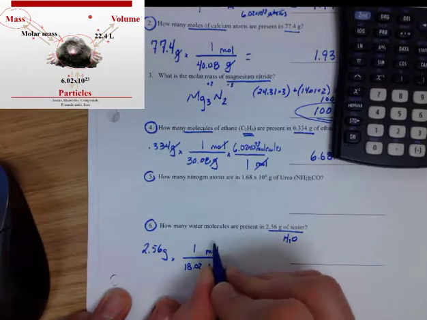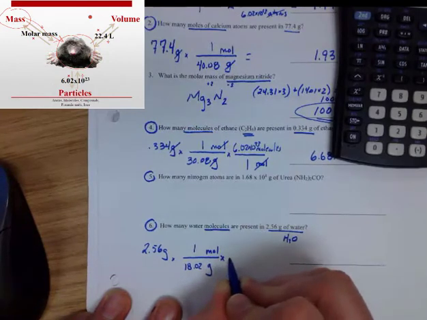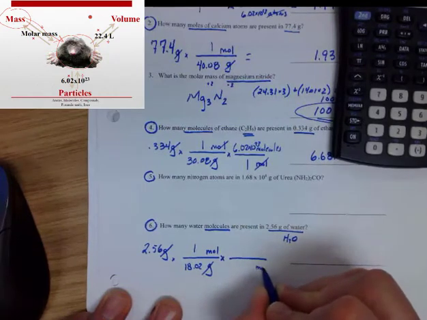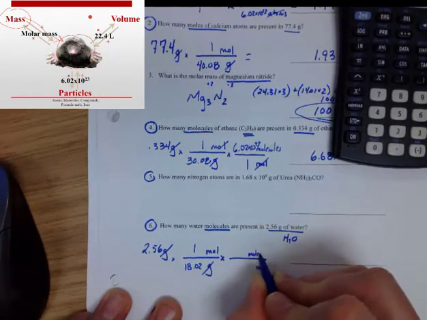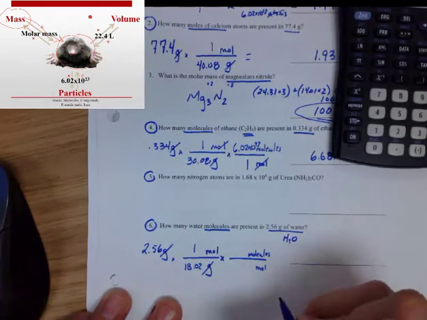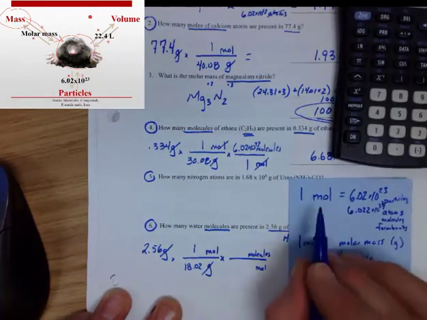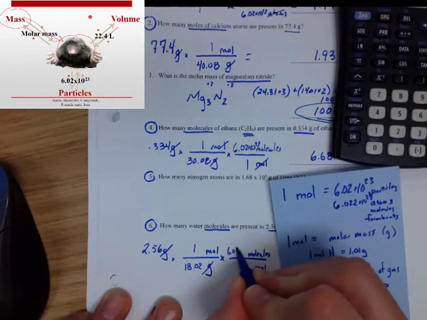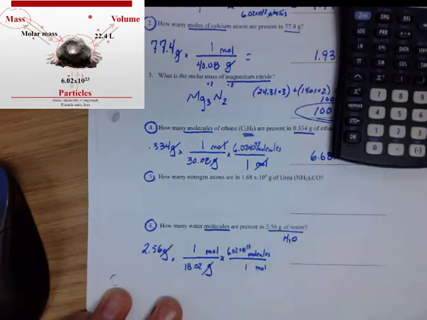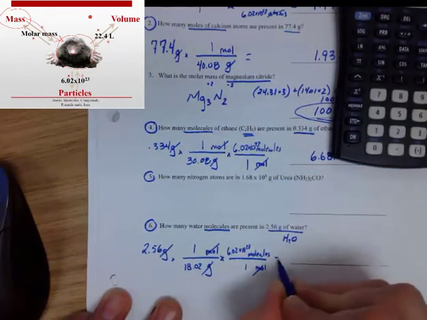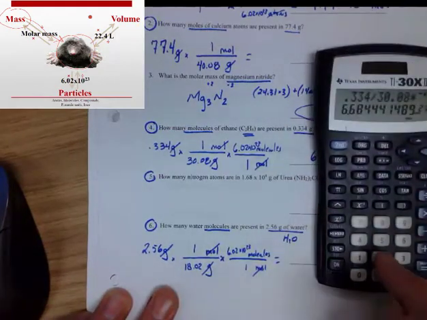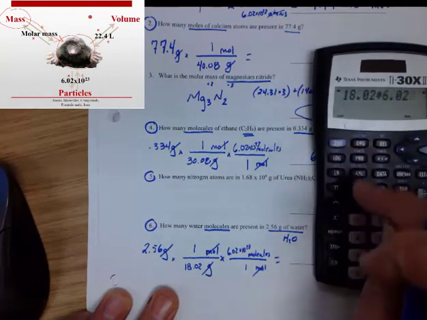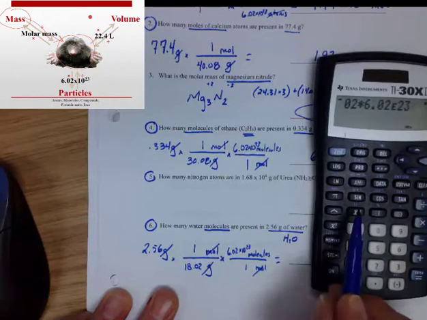That leaves me with moles, which I want molecules. So I'm going to take this one step farther. Grams got canceled, now moles are left, so I want to put moles on the bottom. Molecules can go on top. Remember, my ratio is 1 mole is a certain number of molecules. It's going to be 6.02 times 10 to the 23rd molecules. So that moles cancels, I'm left with molecules. So my math is this, 2.56 divided by 18.02 multiplied by 6.02 times 10 to the 23rd. Again, notice I used the EE button for my times 10.